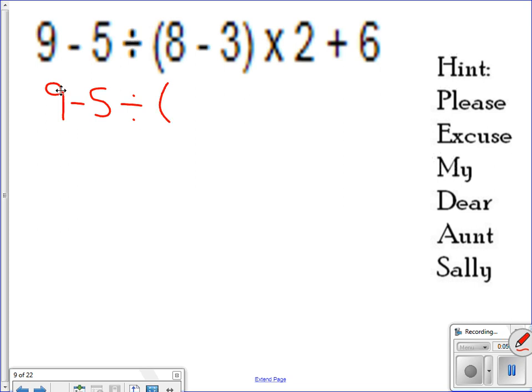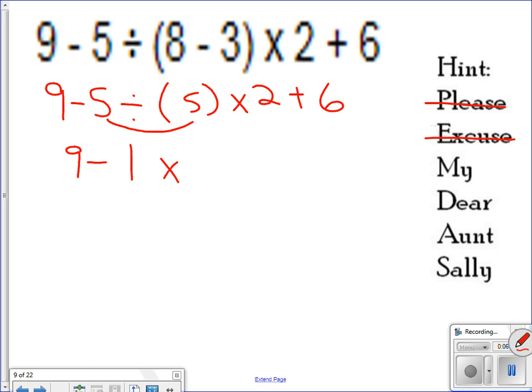8 minus 3 is 5 times 2 plus 6. Okay, parentheses are gone, exponents are gone. Okay, now I'm going to go 9 minus, looks like I have 5 divided by 5, which is 1 times 2 plus 6. Now I have to multiply. 9 minus 1 times 2 is 2 plus 6.